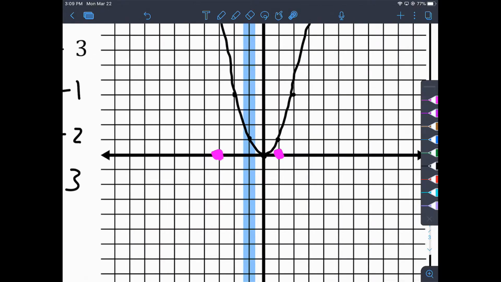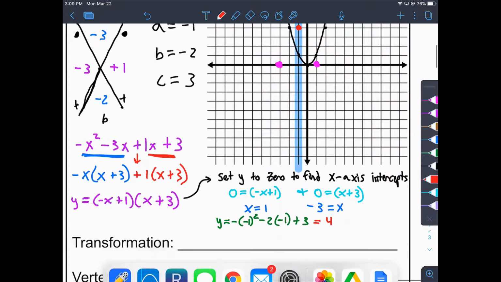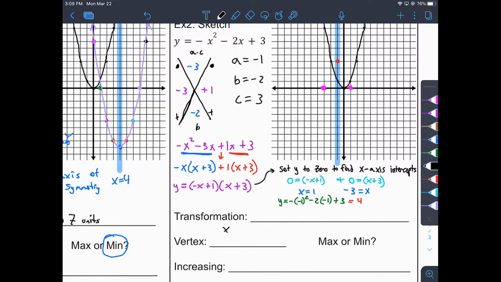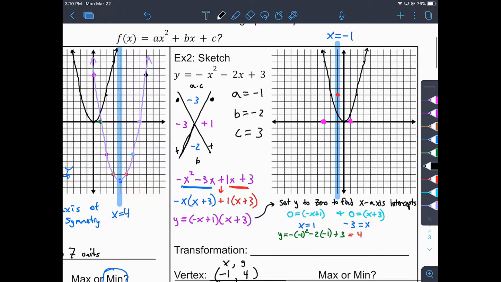That means at position -1, I go up 1, 2, 3, 4, and there is my vertex, which means I can answer the question down below. Zoom out enough to see it. There we go, the vertex. Well, we know it's an x comma y, and we know what the x was because we found it by finding the middle between the two intercepts. It was position -1. And then we plugged that in and found how high or low it was. In this case, it was a 4.